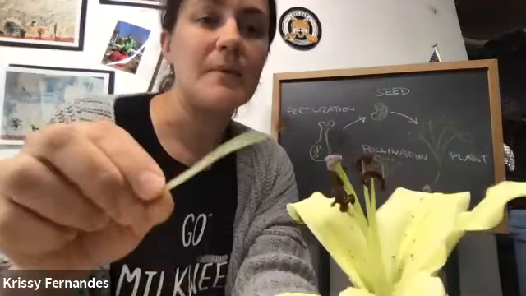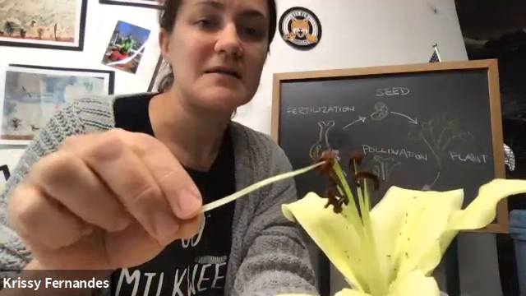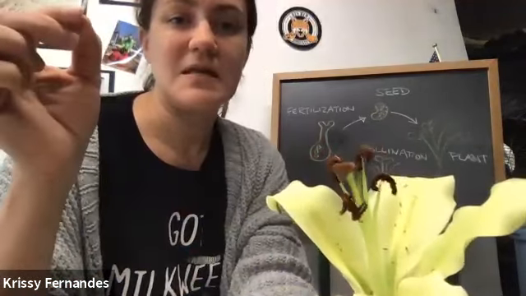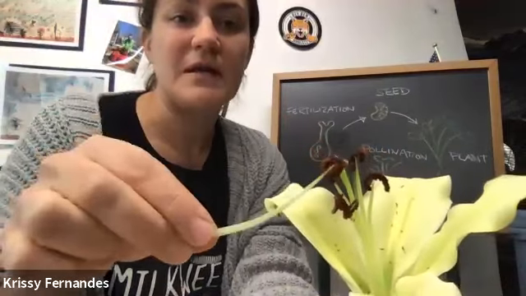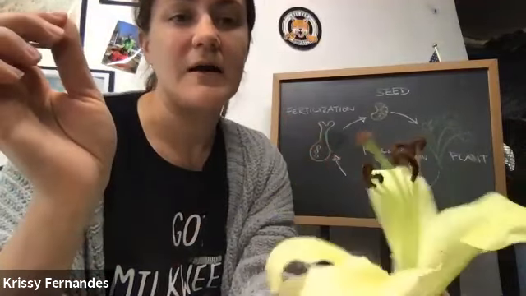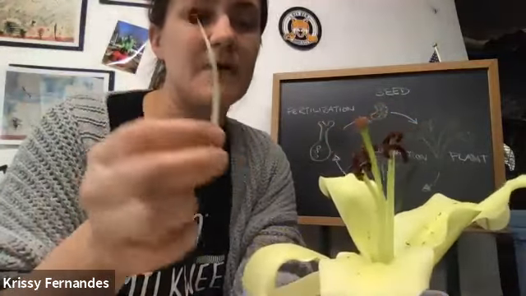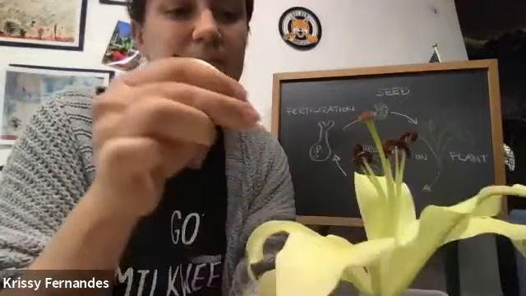So I'm just going to go ahead and do that. I'm going to take this stamen and I'm going to rub it there on the pistil, and you can see that the pollen, just with a very light touch, has rubbed off on the pistil. And so I have helped in transferring the pollen from the stamen to the pistil and achieving pollination.